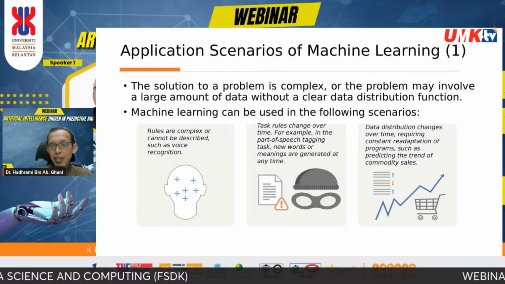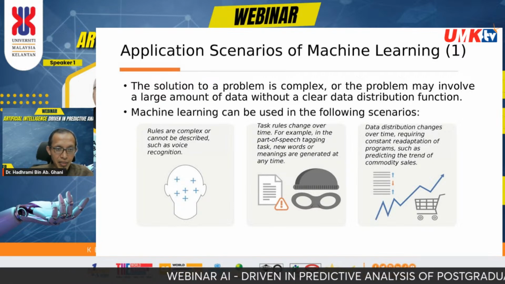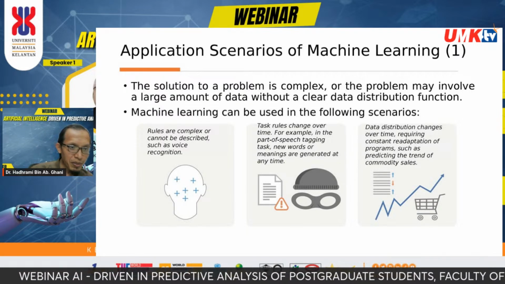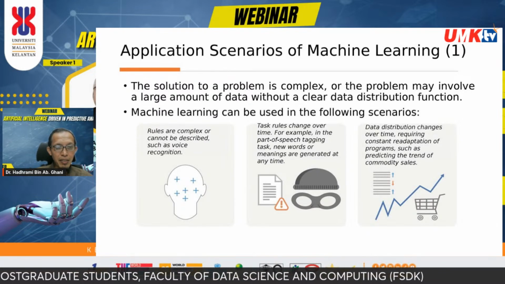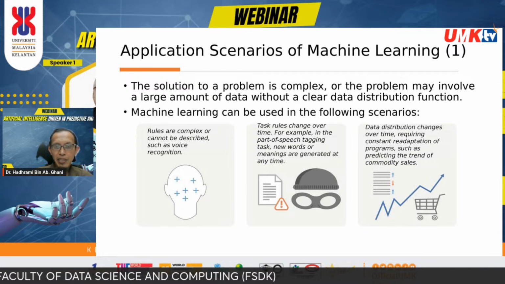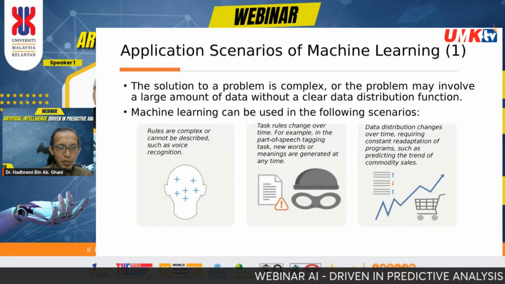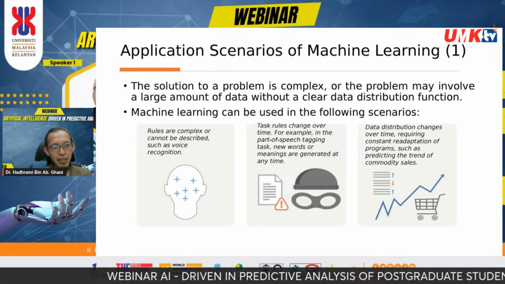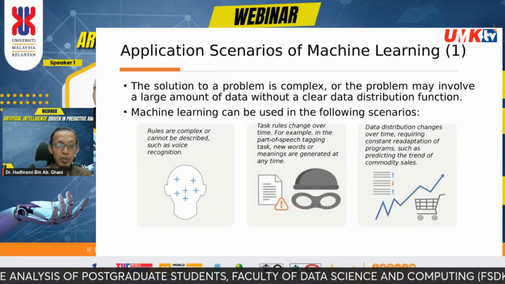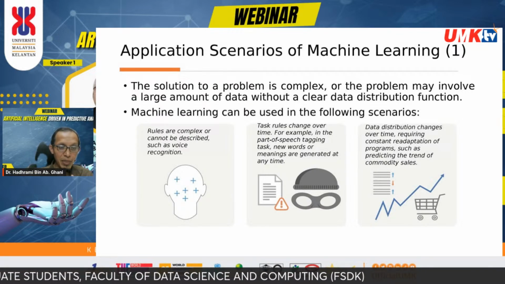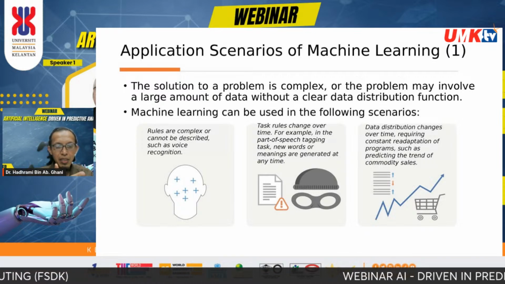And the next example given here: data distribution changes over time, requiring constant adaptation of programs, such as predicting the trend of commodity sales. This is also another complicated problem, right? Something that cannot be solved by using simple rule-based algorithms. Predicting the amount of sales is very popular nowadays, used in business intelligence and so on. So we have some sequential data, which has some sort of temporal element, time element. We have data of sales in March 2024, which is considered past, which was last month, right? And then we have maybe another data of sales in February 2024, which is considered past data.